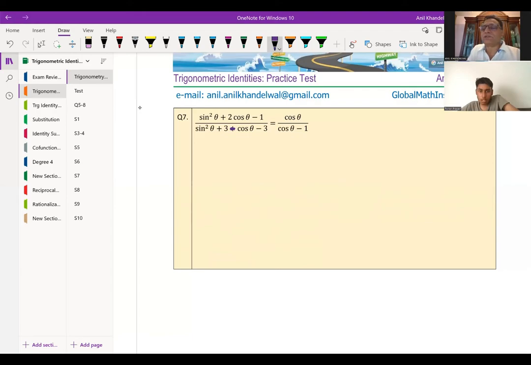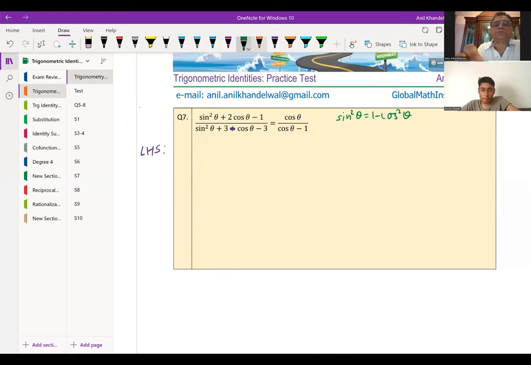You're on mute, Rohan. So it's the 7th question, right, sir? Yeah. So how are we supposed to solve for the left side? Okay. How will you? So I say that for sine square theta plus 2 cos theta minus 1 over sine square theta plus 3 cos theta minus 3, we can change it from sine theta to cos theta, where instead of sine square theta, it would now become 1 minus cos square theta.